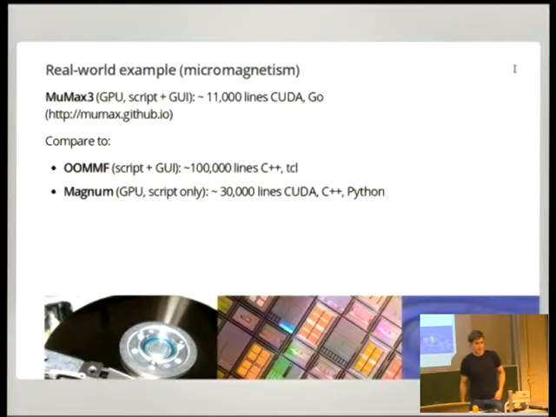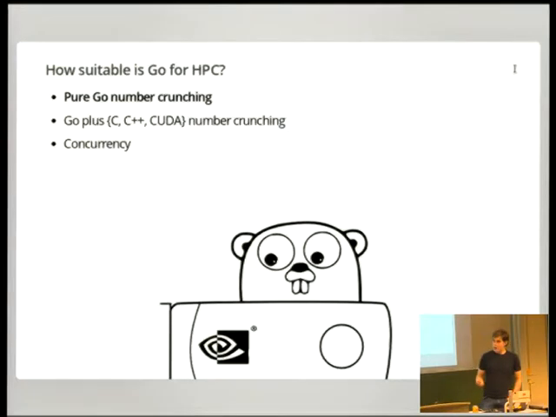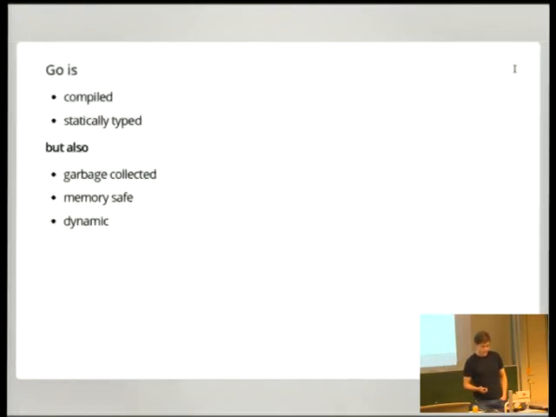So what are the strengths and the weaknesses here? I will show this in three scenarios. What if you're doing pure Go number crunching? What if you're calling some external library, C, C++, or maybe CUDA? And finally, what if you need concurrency in your program?